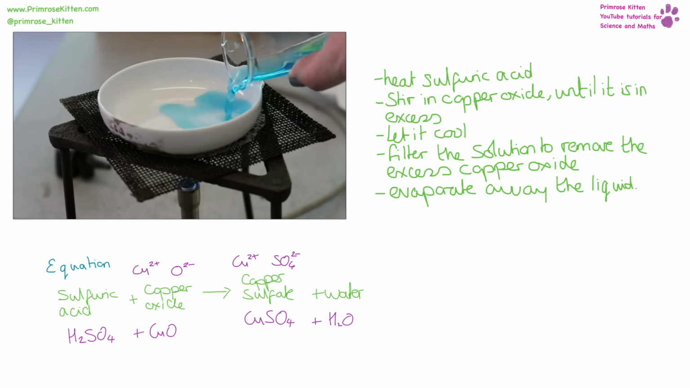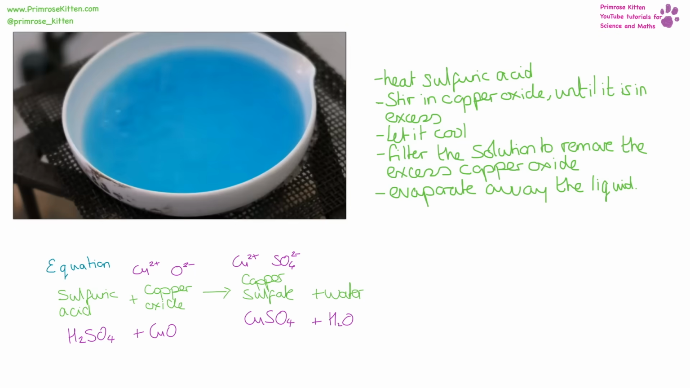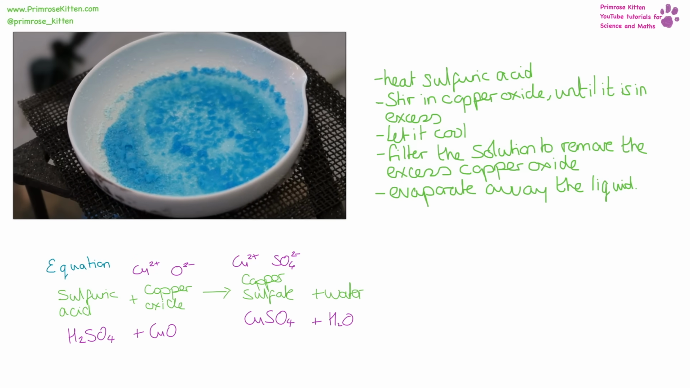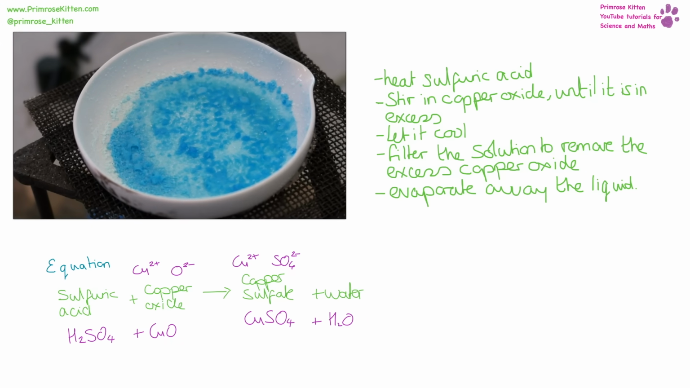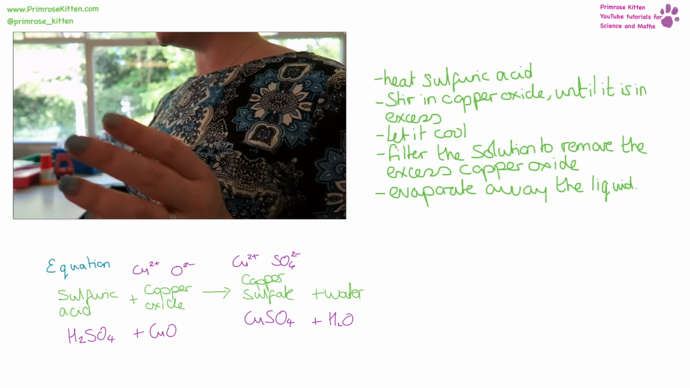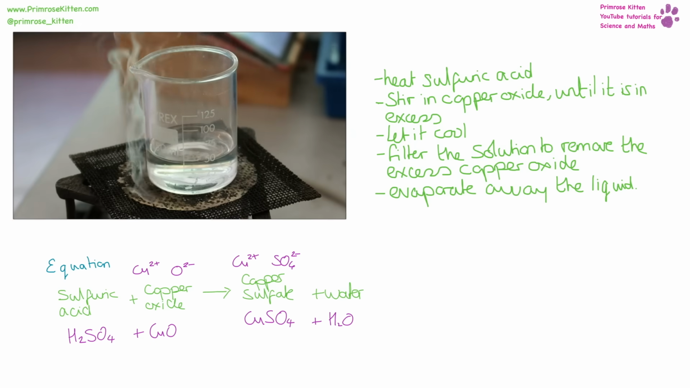Once you have your solution of copper sulfate, you can evaporate away the water to leave you with the copper sulfate crystals. Now the size of the crystals will depend on how quickly you do this. You're going to be left with blue crystals. The blue crystals here are the hydrated ones, and the white crystals around the edge are the anhydrous ones.